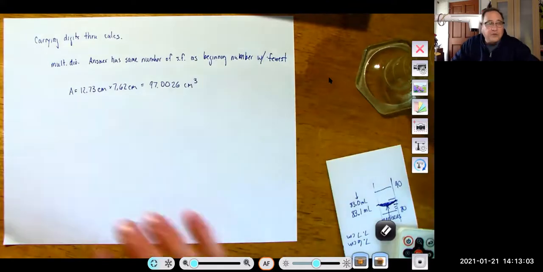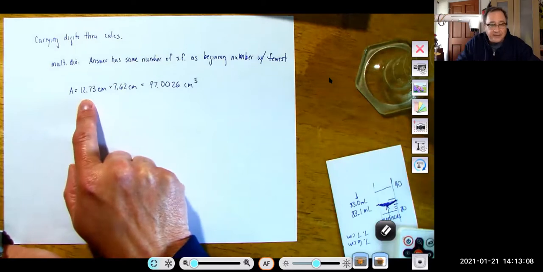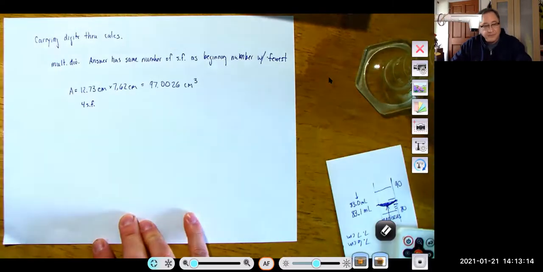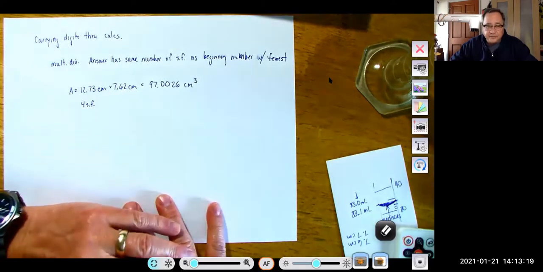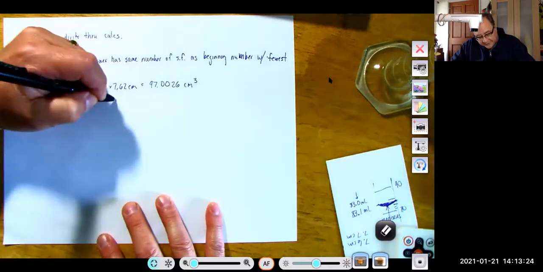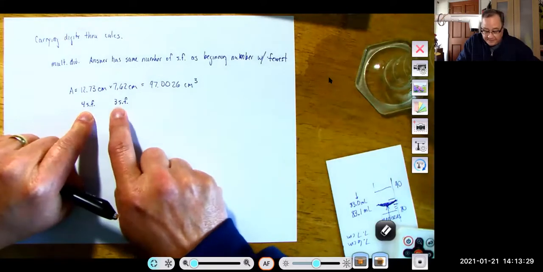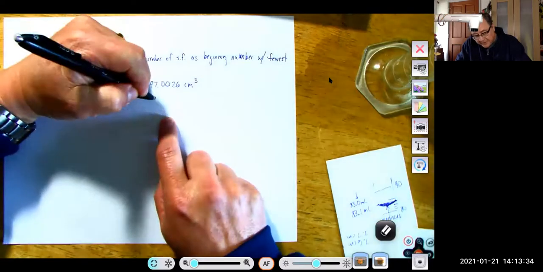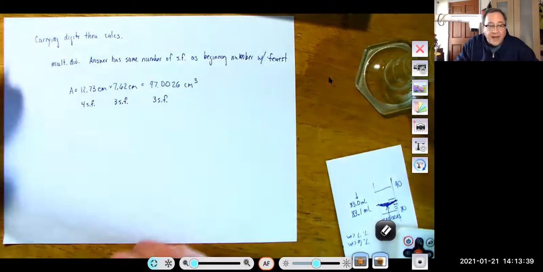So let's apply the rules here. How many significant figures in 12.73? And the answer, 4 sig figs. How many in 7.62? 3 sig figs. Which is the fewest? 3. How many are we allowed in our answer? 3 sig figs. Now, to actually report this answer correctly, we need to learn about rounding.